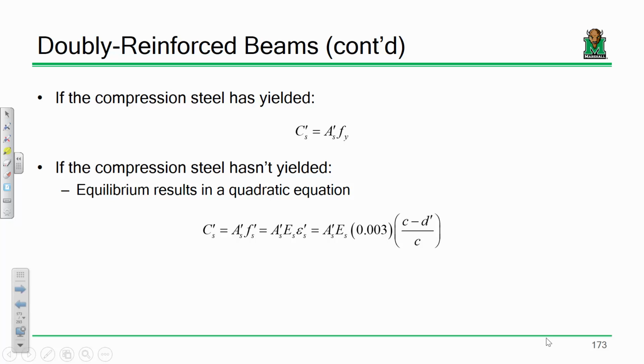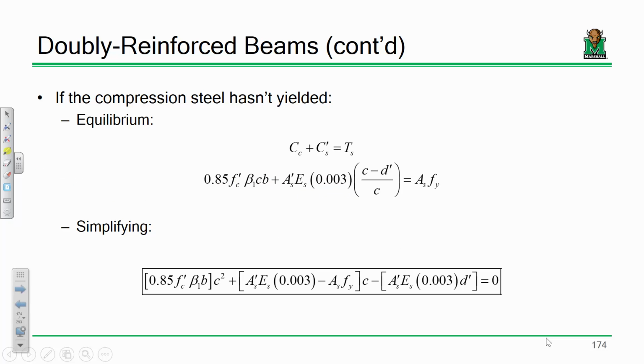So if the steel hasn't yielded, what happens is this. You have the compressive force in the concrete, 0.85 FC prime AB, and let me write that out. So this right here is just 0.85 FC prime AB. So what we're saying is that beta 1 C, this term here, that's just A, because that's what A is. A is beta 1 times C. So this is the compressive force in the concrete.